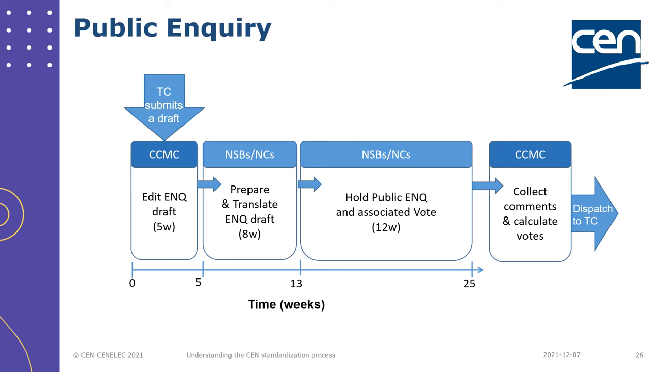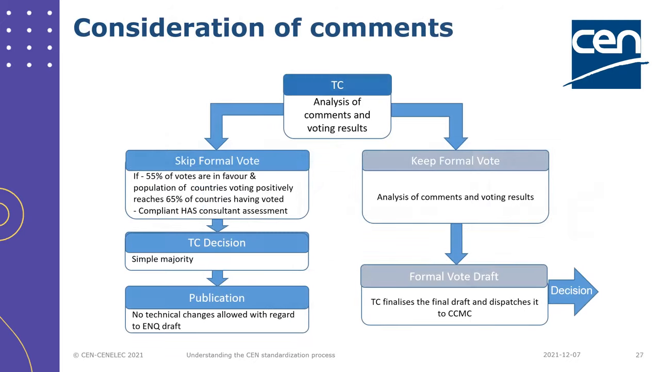This means that at national level, the national mirror committees need to discuss the draft document, whether it can be accepted or not, and provide and discuss the comments to submit as well. So it's an important stage to build the position at national level, and then the NSPs will cast their vote within these 12 weeks. Then after the closure of the inquiry, there is a tool that will collate all the comments and calculate the voting results. And then CCMC will dispatch these comments and the voting results to the TC secretary.